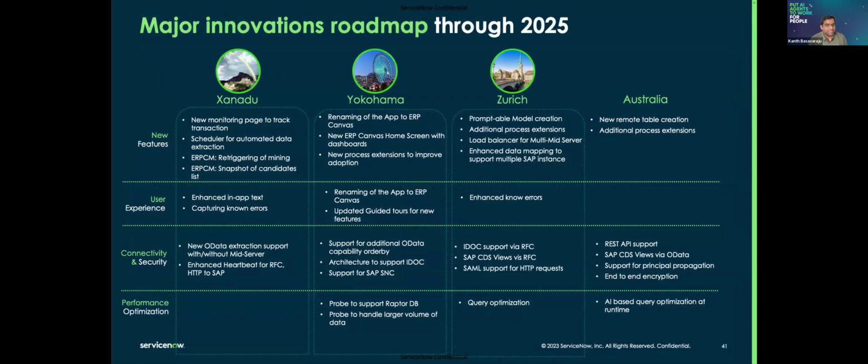So what's coming next is, think of it like a thematic roadmap. Yokohama, May release, Zurich, and Australia. So Yokohama, this recent release, as well as March release, as well as May release, we are focusing on ERP Canvas, focusing more on the connectivity aspects, as well as we will be releasing in May what we call content packs. I'll talk about that in the next slide.